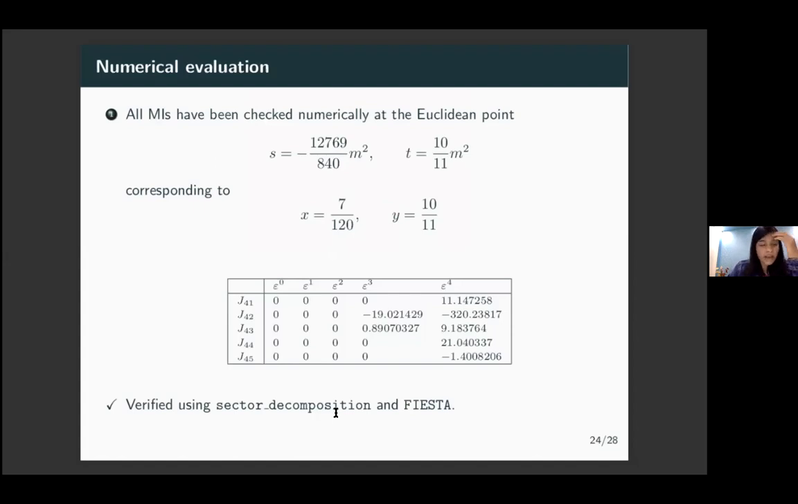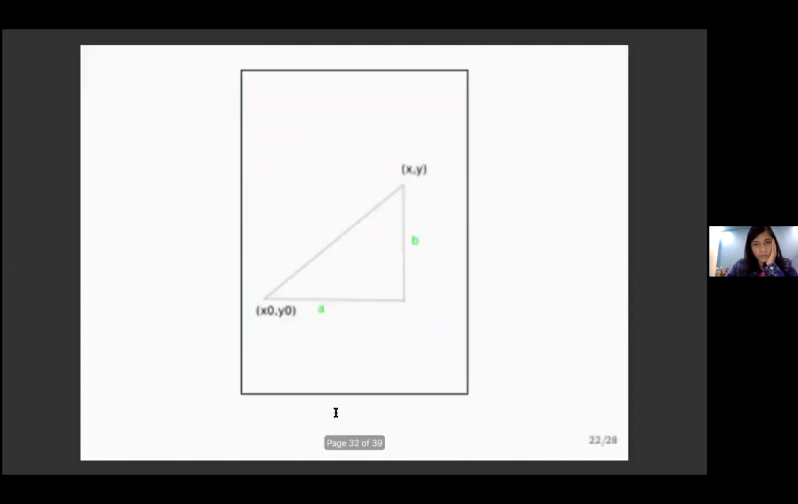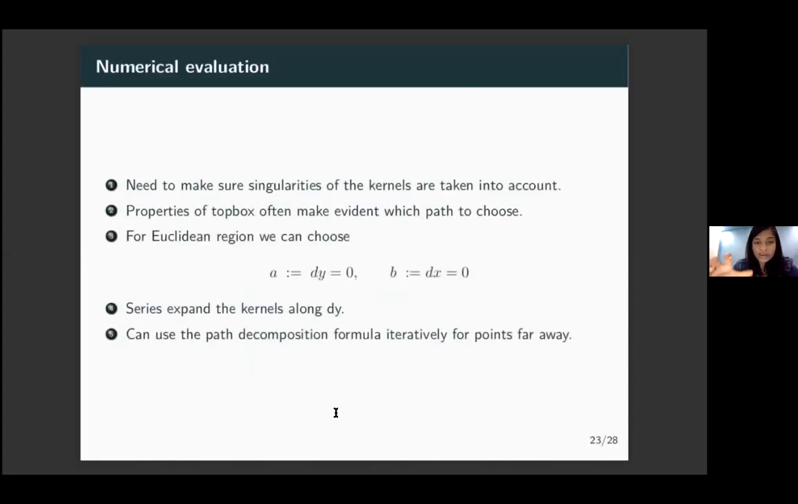For checking these master integrals at a physical point, however, it's not very simple, because you have to cross a physical branch point, and then you have to know how to analytically continue these functions. That's actually not simple. So for that we use the same technique, the path decomposition formula. You have to know what paths to choose, and if you use a series expansion around some point, you want to know which point to expand around.